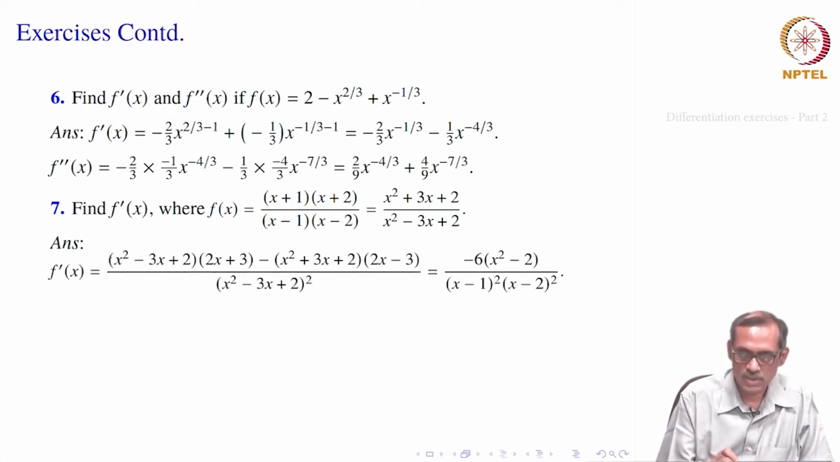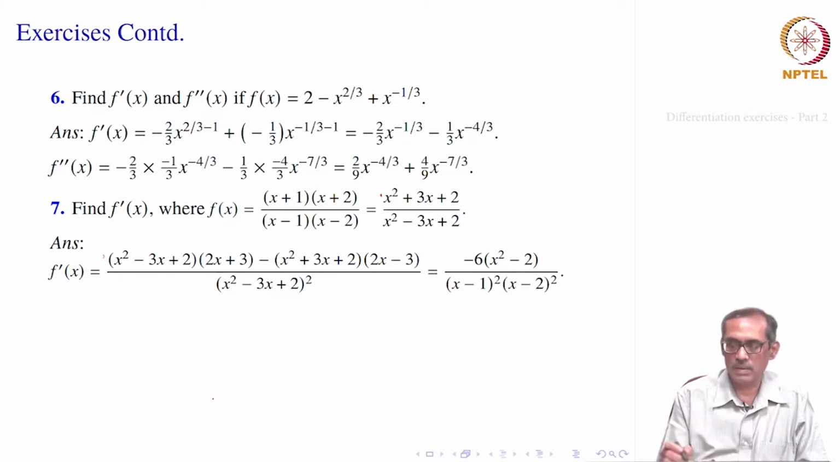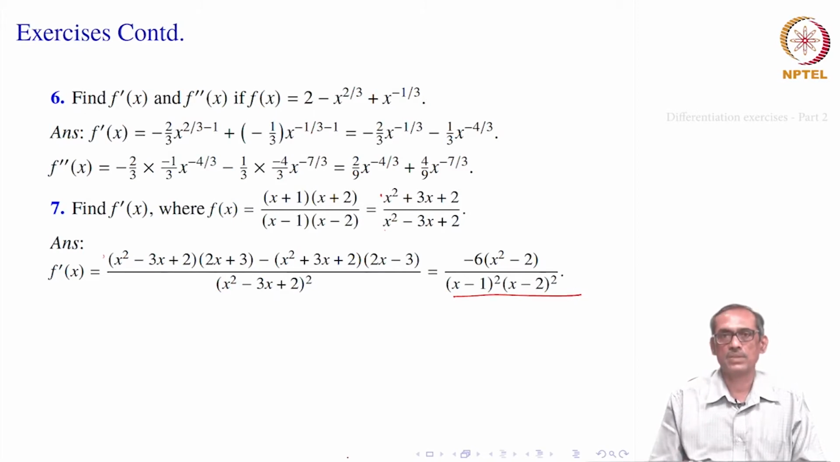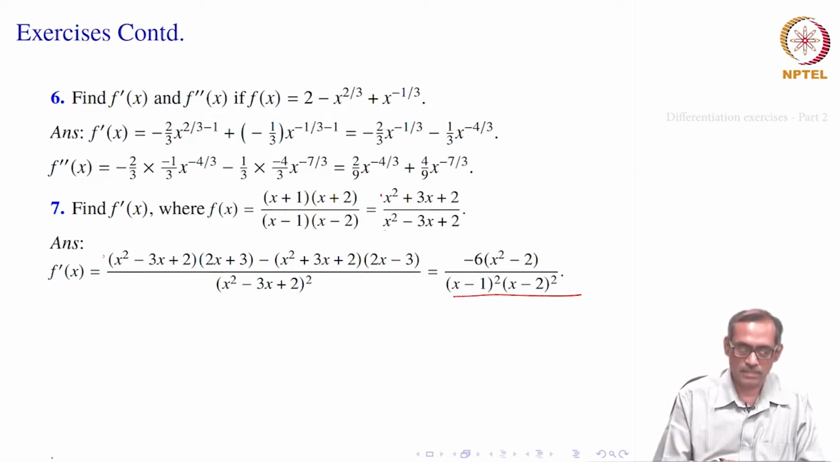f'(x) is denominator multiplied by numerator's differentiation, which is x square gives 2x, 3x gives plus 3, minus numerator, which is x square plus 3x plus 2, times differentiation of the denominator, which is x square gives 2x and minus 3x gives minus 3, divided by denominator square. So, x square minus 3x plus 2 whole square. Now, after simplification, it turns out that it becomes minus 6 into x square minus 2 divided by x minus 1 square, x minus 2 whole square. That is what f'(x) is.